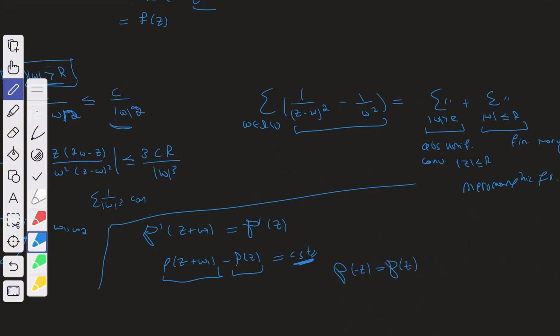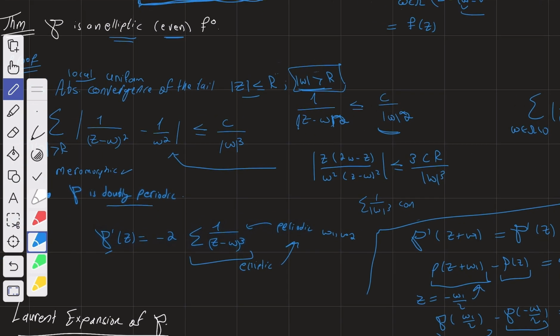So let us do this trick of plugging z equals minus omega 1 over 2 in this equation, and what we get is that p at omega 1 over 2 minus p at minus omega 1 over 2 is equal to the constant. And since p is even, this thing is equal to this thing, and hence the constant is 0, and thus the function is periodic. So the only thing that is left to be proven is that the function is even. Let us see how we can see this real quick.